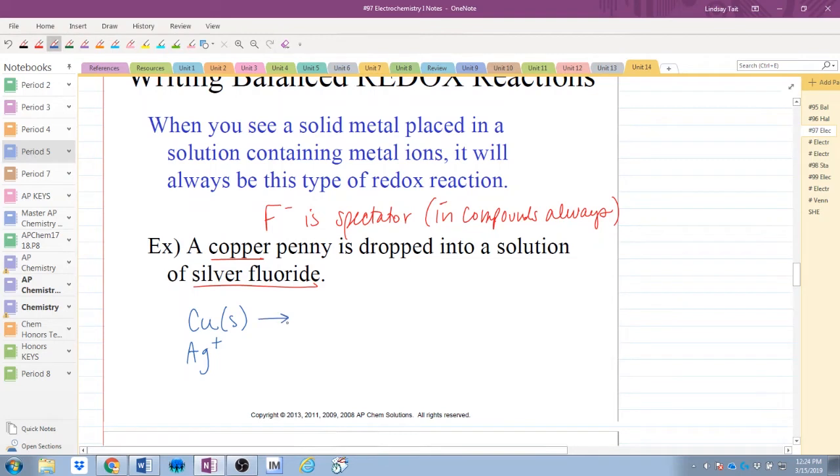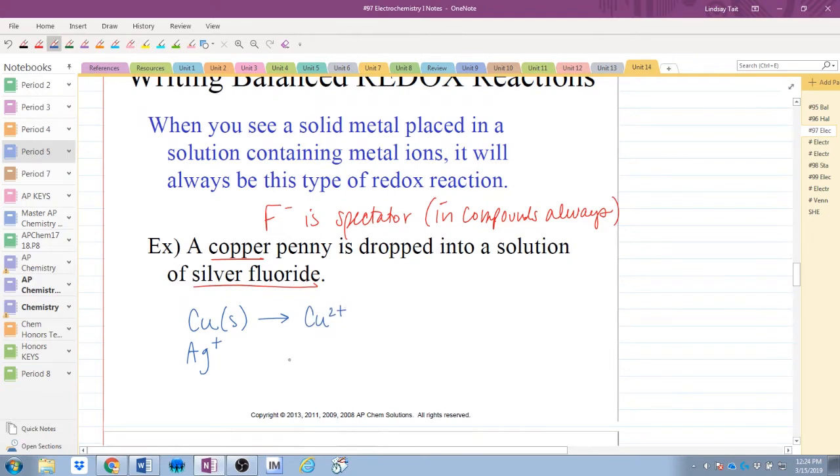Okay. So this solid copper is going to turn into a copper ion. Now, I'm going to tell you the charge of this ion because copper can take multiple charges. You would have information to know which charge the copper would turn into, but this solid copper is going to make copper 2+. That is the most common charge of copper.